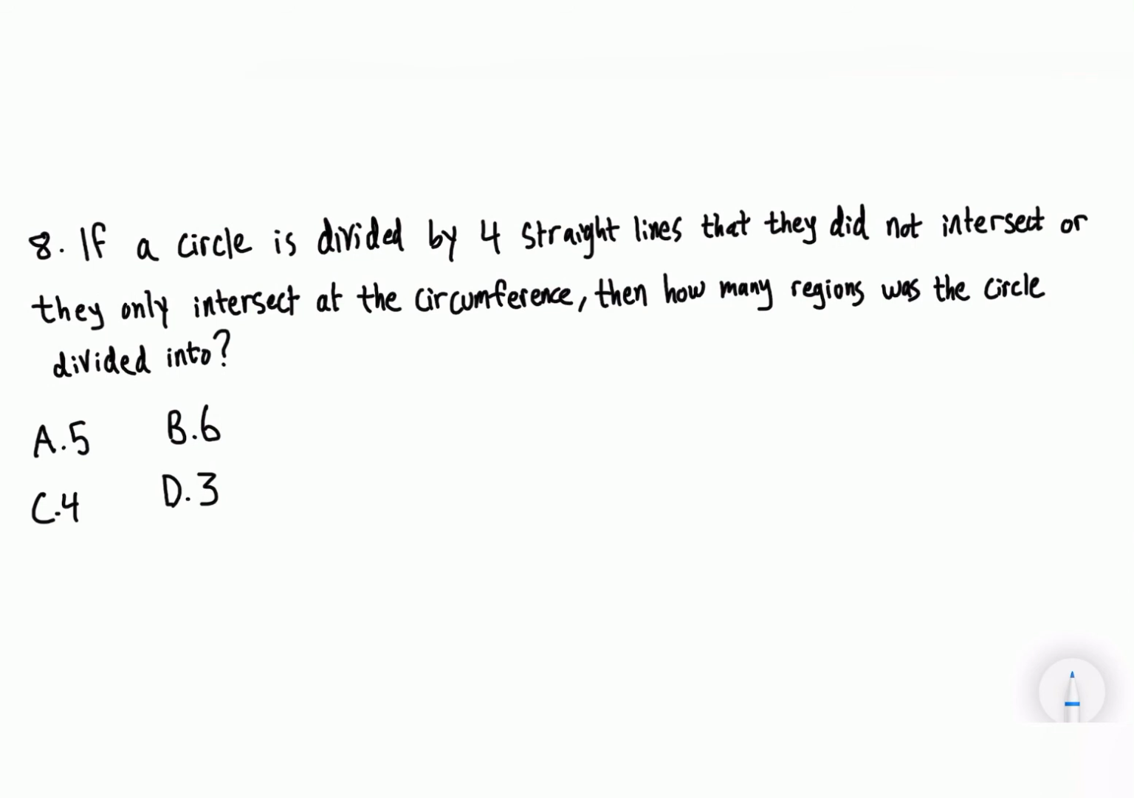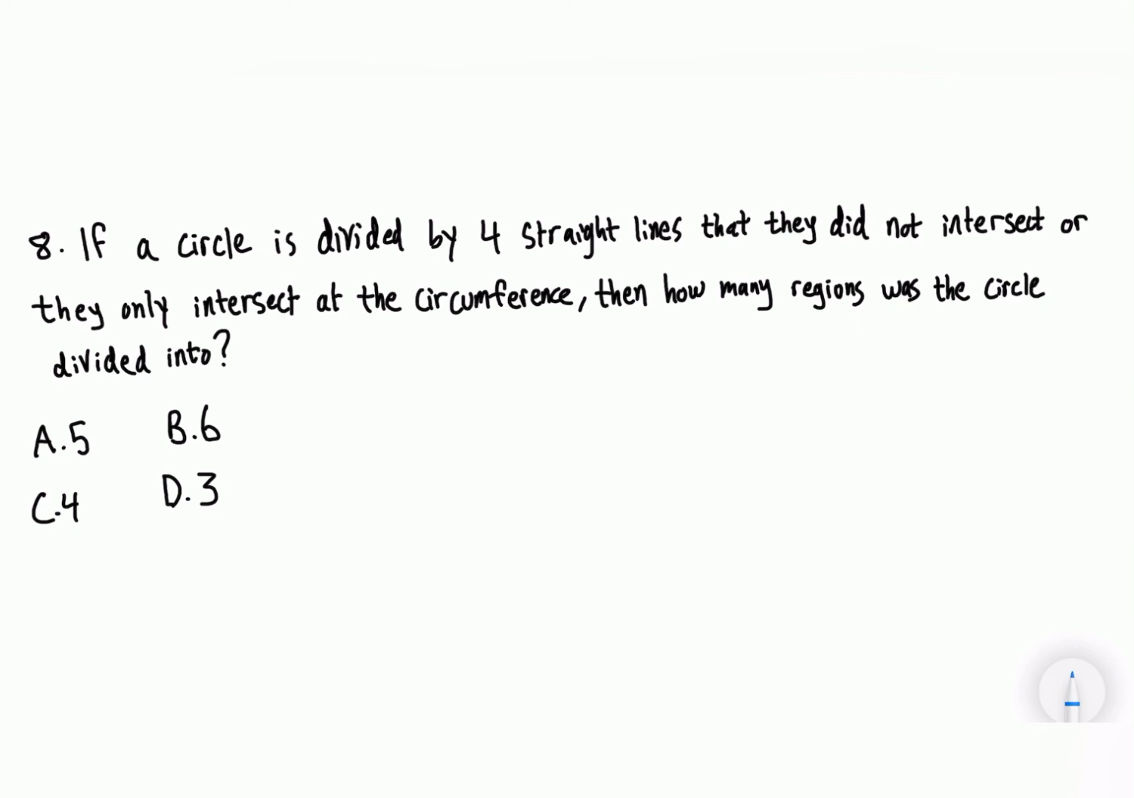Okay, so it says if a circle is divided by 4 straight lines that do not intersect, or they only intersect at the circumference, then how many regions was the circle divided into? Okay, they really just tried to overcomplicate the question, and the question is so simple, so straightforward.